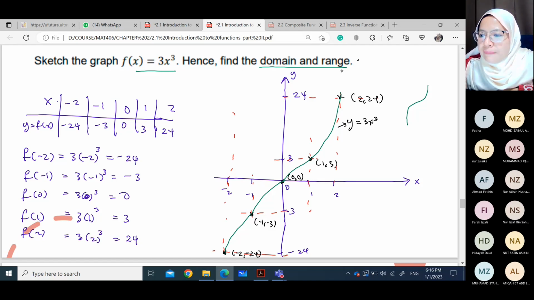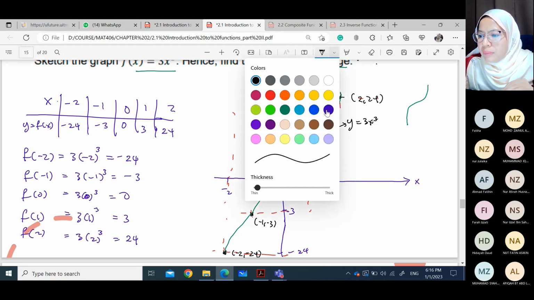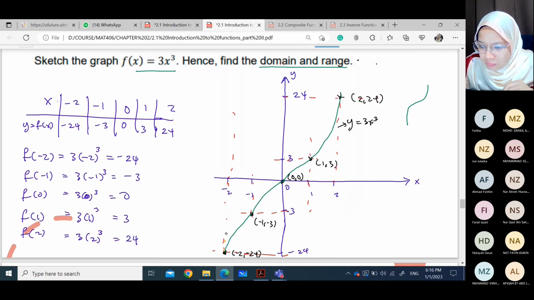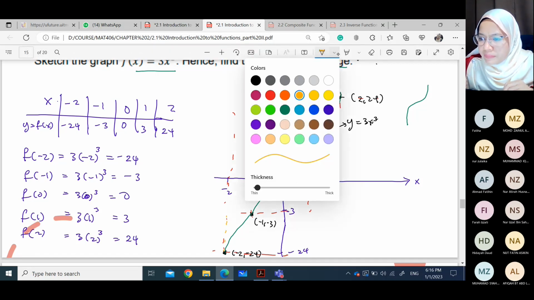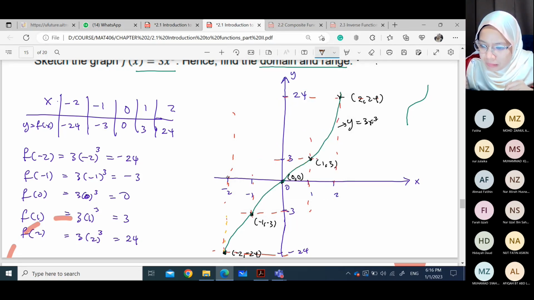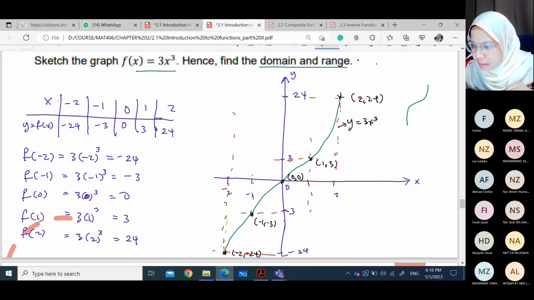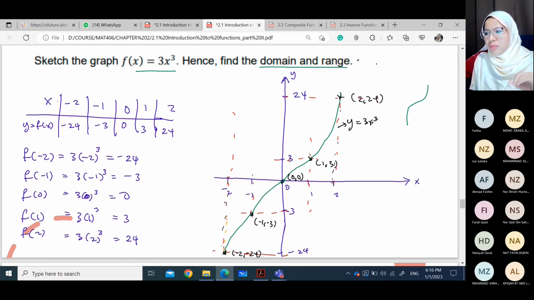Okay, dah dapat graf kan? Right, so now we need to find domain and range. So as you know, the domain is x values. So macam mana nak cari domain? Pada paksi x. Okay, so pada paksi x, domain dia adalah, kita ambil color coklat ni. Ini domain dia. Domain dia daripada negatif 2 ke 2. Okay, so itu domain dia.